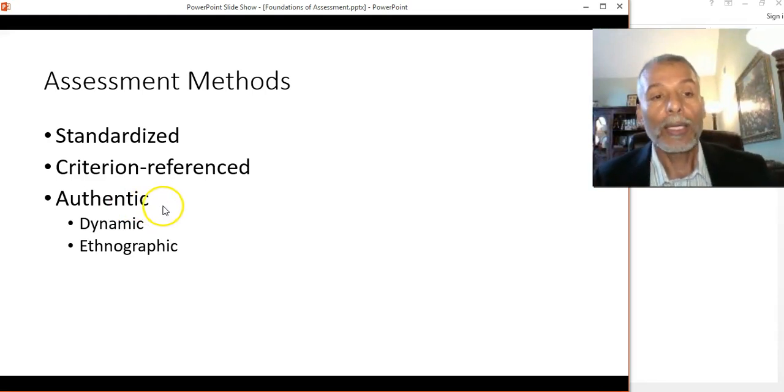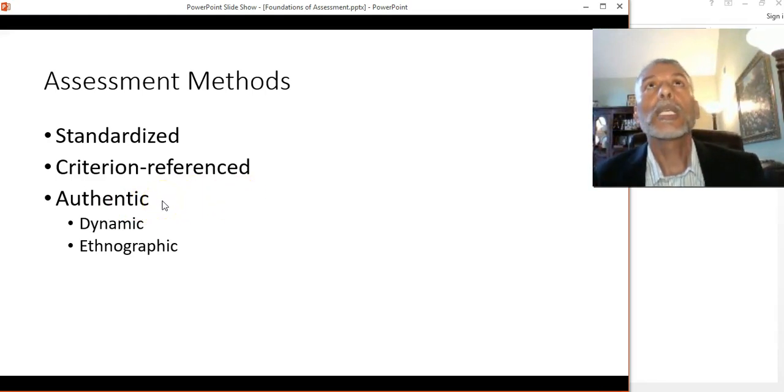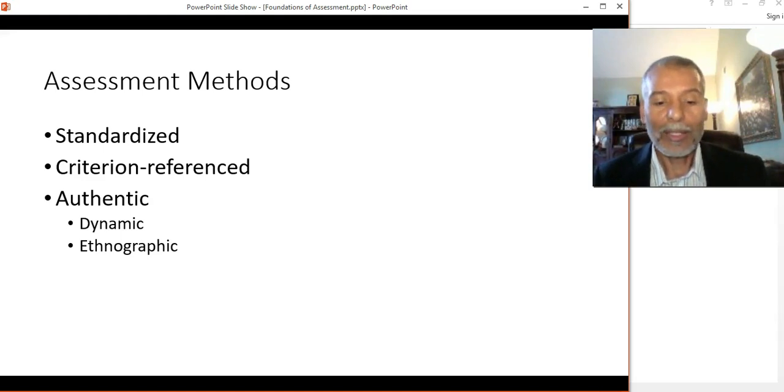So that is authentic. You want to see performance in context of life, in different aspects of life of the person. There are different forms of it. One is dynamic assessment. One is ethnographic. We did not address ethnographic. I doubt that any one of you is going to venture into it. The idea of authentic assessment is it needs a lot of skills. It needs flexibility. It needs expertise. You can't just go and make some kind of assessment like this.